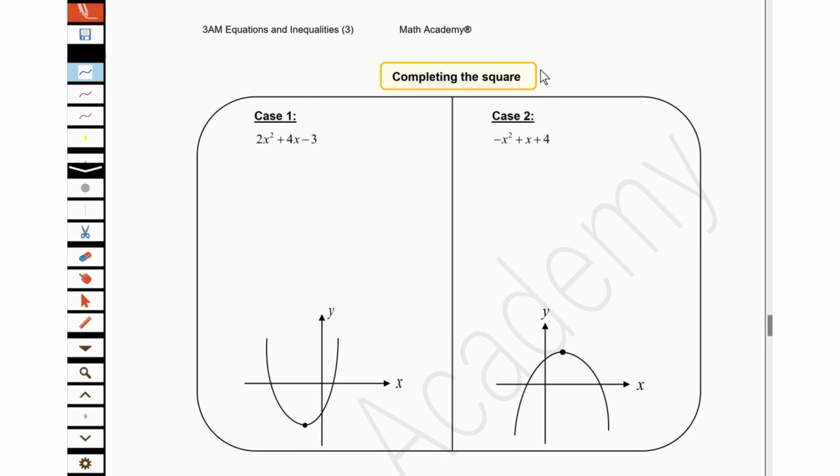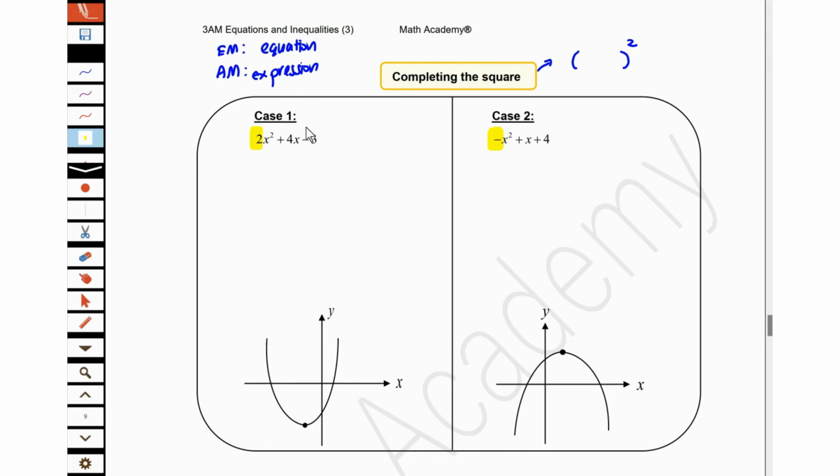Now the idea of completing a square is to get a format that consists of a power 2. For A math, you will always be given an expression. For E math, you're given an equation. Now, for A math, generally, we will have a number in front of x squared. So in case 1 it is positive 2, in case 2 it is negative 1.